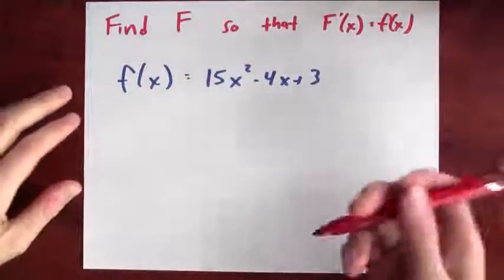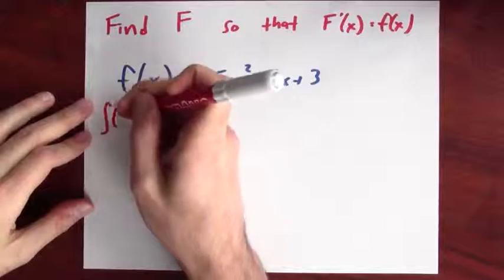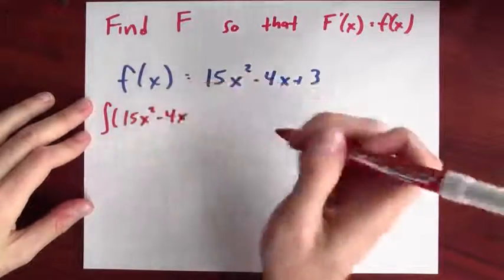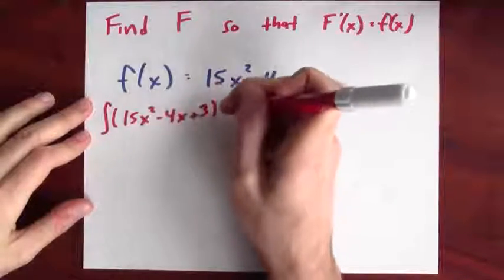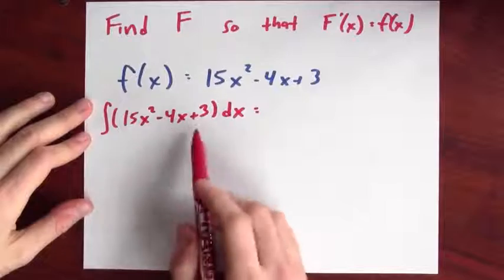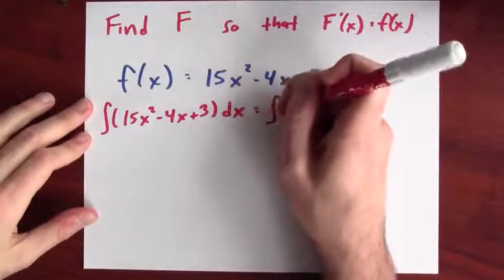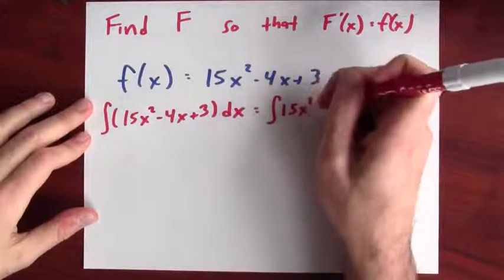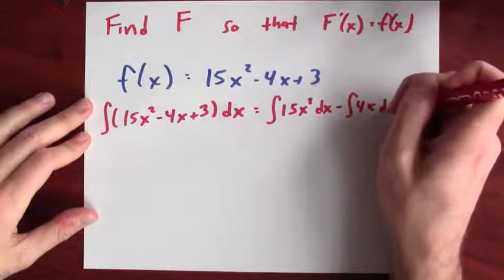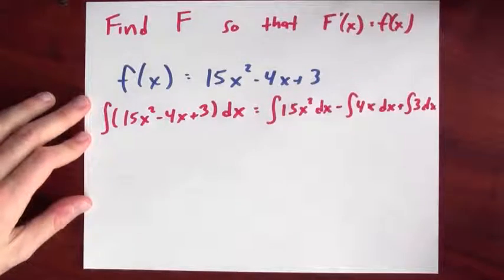So let's do this using the notation that we've been developing. I'm going to write antiderivative of 15x squared minus 4x plus 3 dx. And this is the antiderivative of a sum and a difference, and that's the sum and the difference of the antiderivatives. So I can write this as the antiderivative of 15x squared dx minus the antiderivative of 4x dx plus the antiderivative of 3 dx.